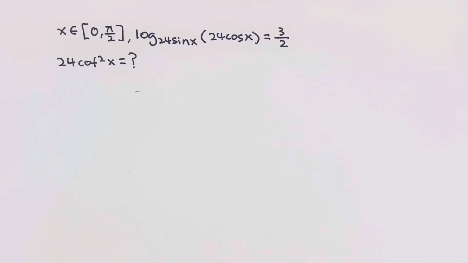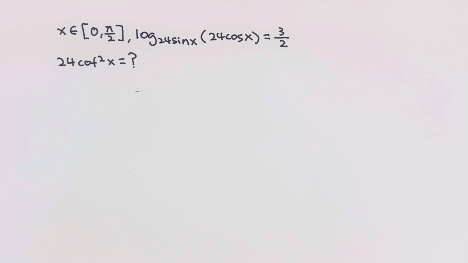In this problem, we're given the 2011 AIME 1 problem 9. Suppose x is in the interval 0 is less than or equal to x is less than or equal to pi over 2, and log base 24 sine of x of 24 cosine of x equals 3 over 2. Find 24 cotangent squared of x.